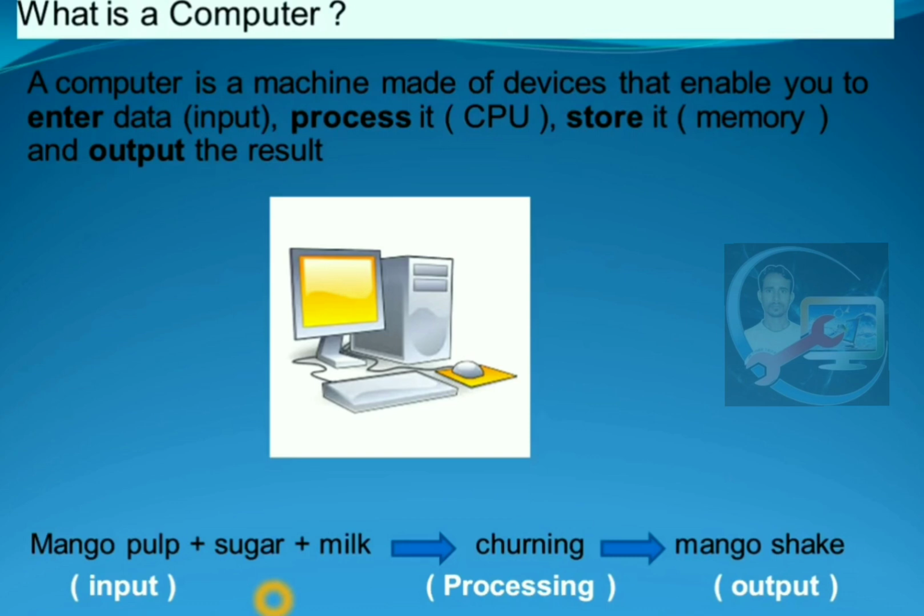For example, if you want to make a mango shake, you need mango pulp, sugar, milk, then a churning machine or mixture which will basically output the mango shake. In this case, mango pulp, sugar and milk act like an input for a computer, and the churning machine will act as a processing device, and the mango shake is basically the output in terms of computer.